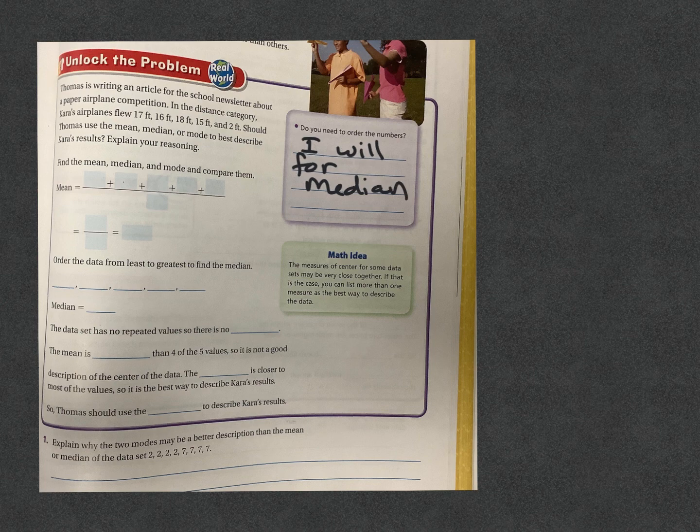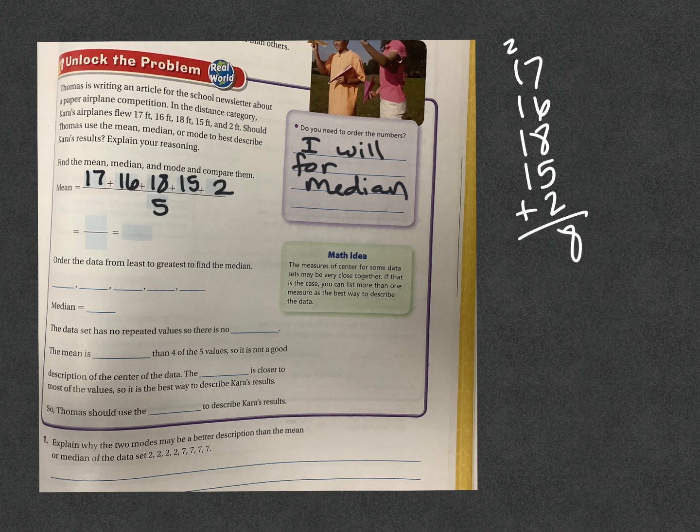For mean, though, I don't need to, so I'm just going to list these numbers: 17, 16, 18, 15, and 2. There are 5 pieces of data, so I will divide all of that by 5. And when we add all of those together, in the ones place we get 28, and then 2, 3, 4, 5, 6, we get a total of 68. And then we will take that 68 and divide it by 5.